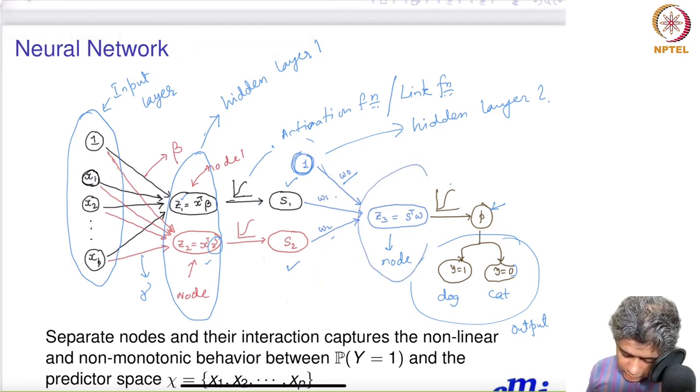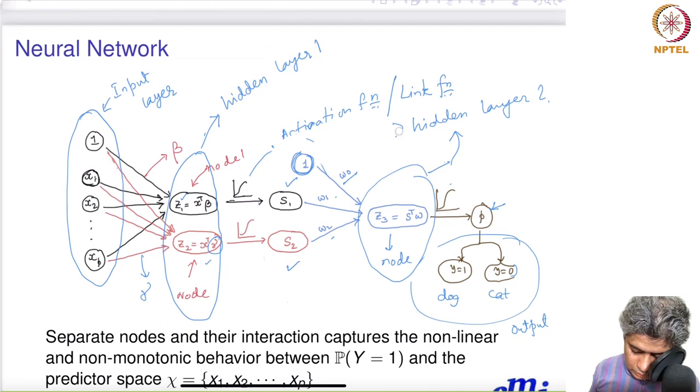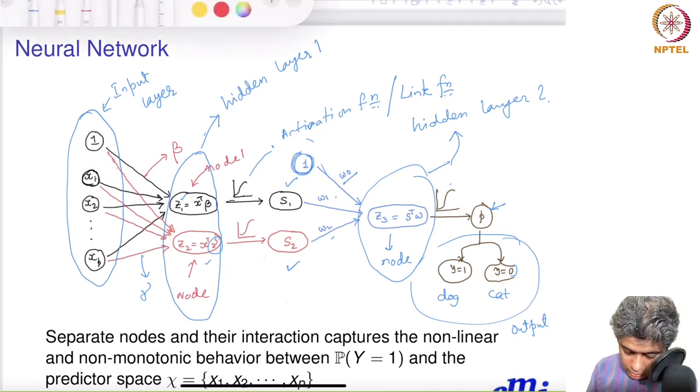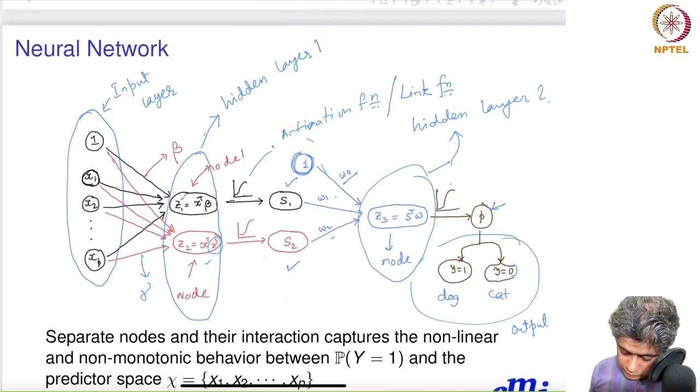This is my hidden layer 1, this is my hidden layer 2, and eventually this is the activation variables after activation. So hidden layer 1 is with 2 nodes and hidden layer 2 is with 1 node, and from there we get the final output layer.